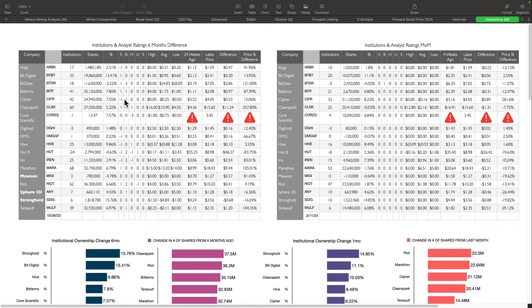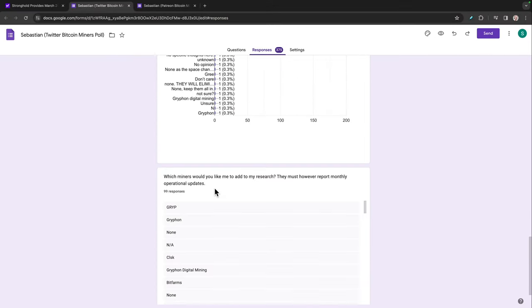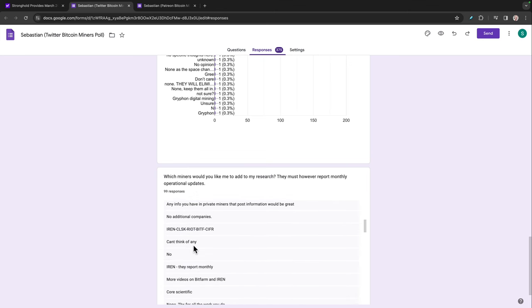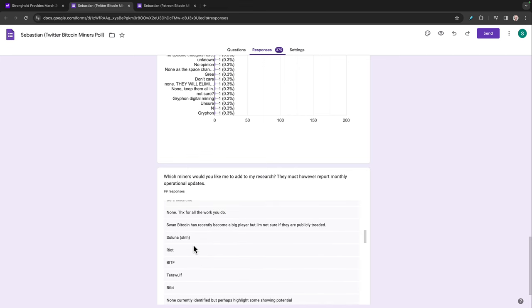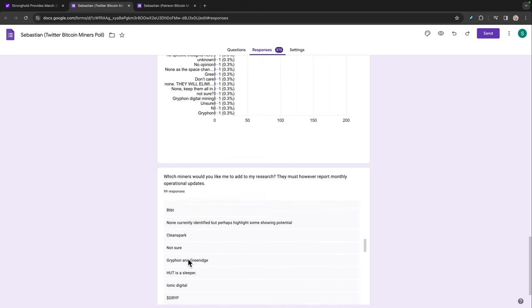One of the questions I also had on this form was, which miners would you like me to add to my research? They must, however, report monthly operational updates. You guys obviously had people coming in here for Gryphon, quite a few for Gryphon. Some people had Bitfarms and CleanSpark as well, which I'm already covering. I'm trying to see if there's anything else in here. Swan, yeah, but Swan's not public yet.